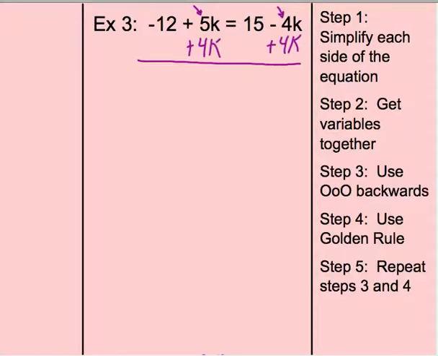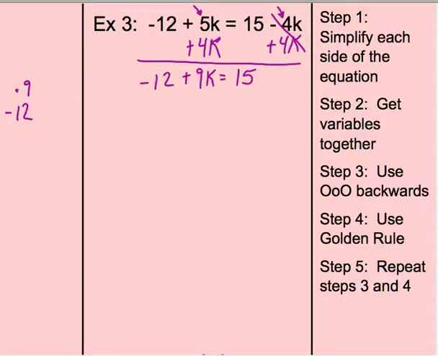Make sure you are combining variables with variables, that you're combining your like terms and not trying to add variables to constants. All right, on the left-hand side, I've got my -12. 5k + 4k is 9k, equals 15, and my -4k cancels with my positive 4k. Now I'm going to take a look at what I would do to the k if I knew what it was and I substituted a value in. I would first multiply by 9, and then add a -12. I'm going to drop the plus sign and just leave it as a subtraction.